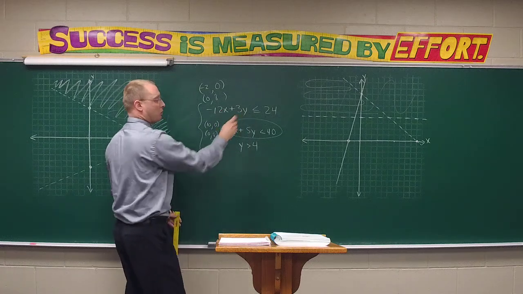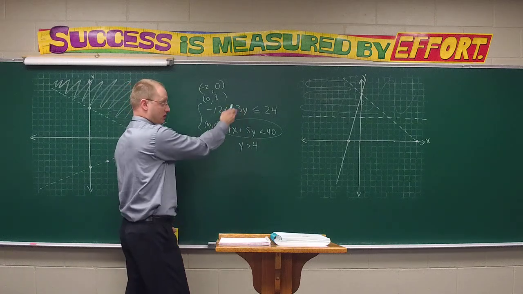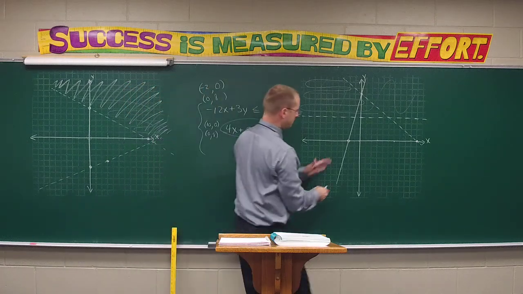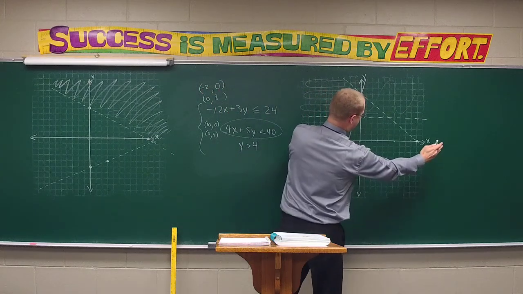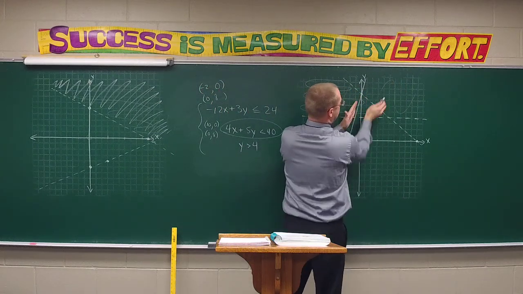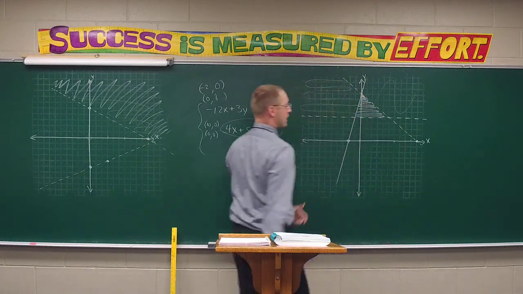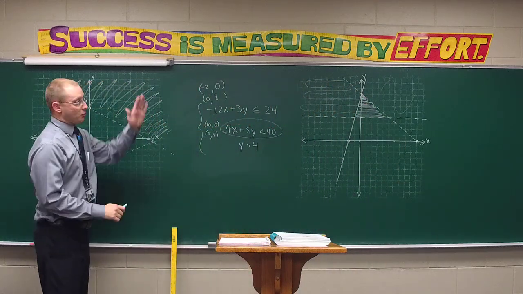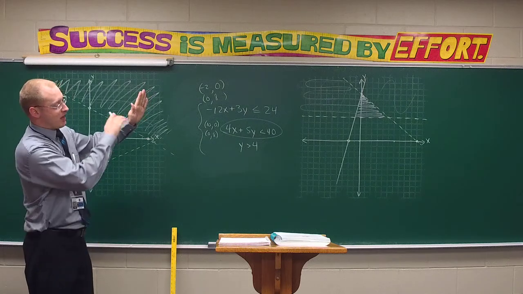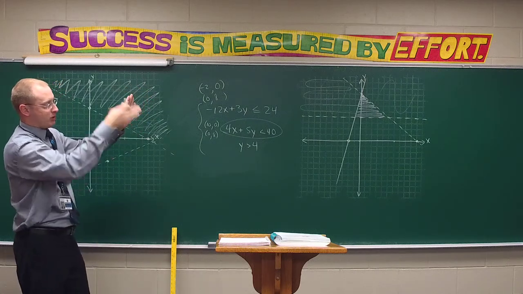Does 0, 0 work, class? Yes, 0 plus 0 is less than 24. So that means everything to this side, but it's supposed to be below the line, it's supposed to be above that line. So we really just get this very little triangle as our area with a solid line on one side, and then the other boundary lines are not as part of the solution.